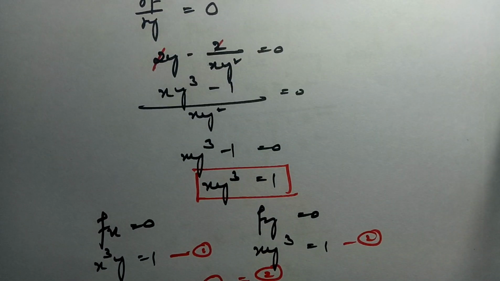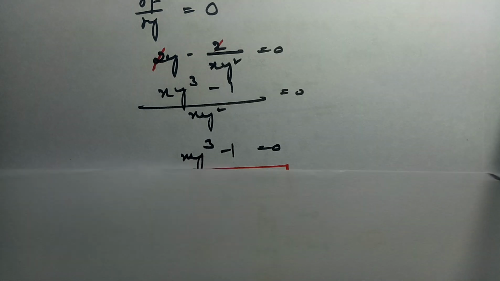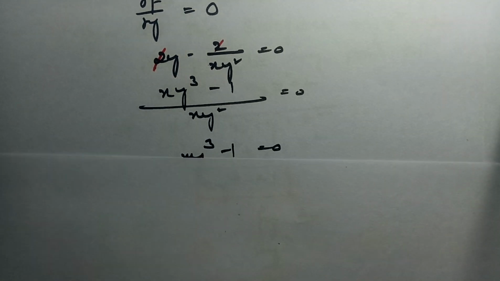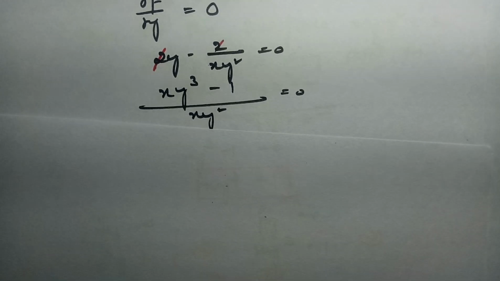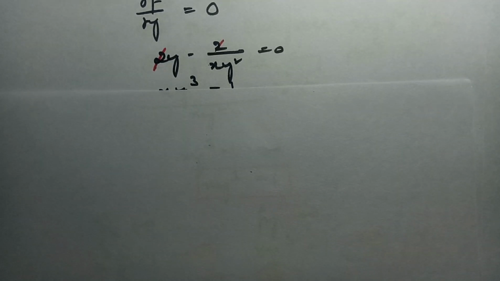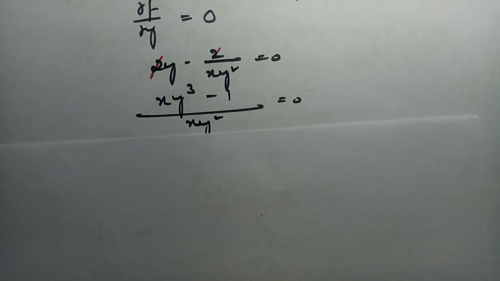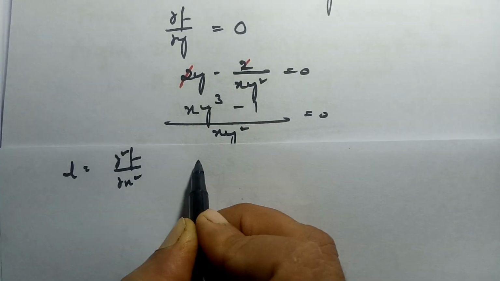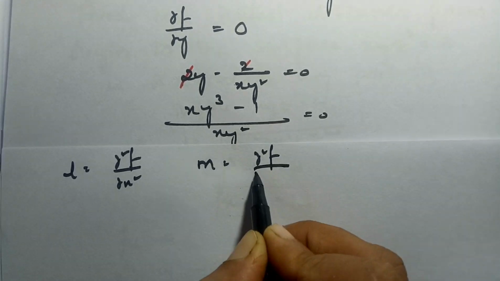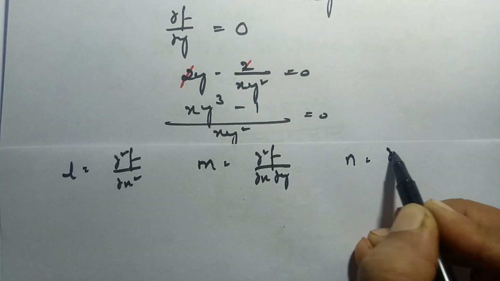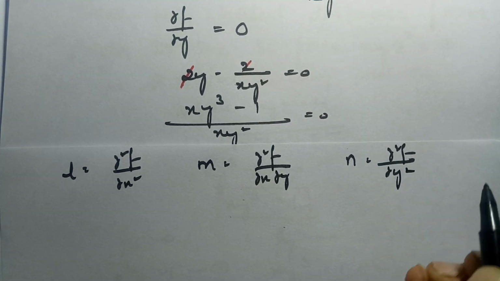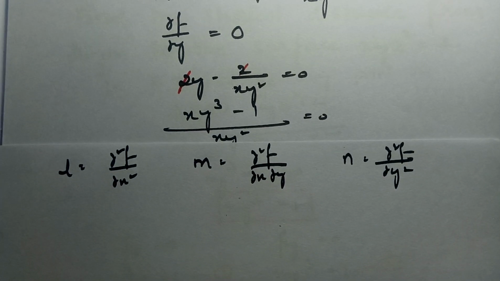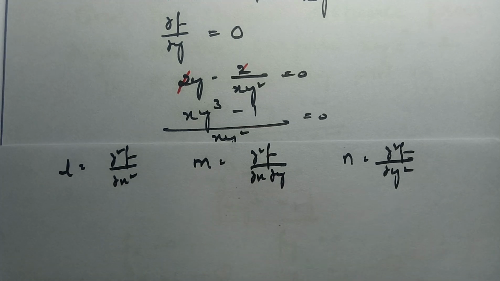So how to find the shortest distance now? I have to make the values of L, M and N. As I said in my previous videos, I have given you all the working rule, and from that I have to calculate the L value. So how to find L? L will be dou square f by dou x square. M is equal to dou square f by dou x dou y, and N is equal to dou square f by dou y square. So by using this, I have to find L, M and N value.